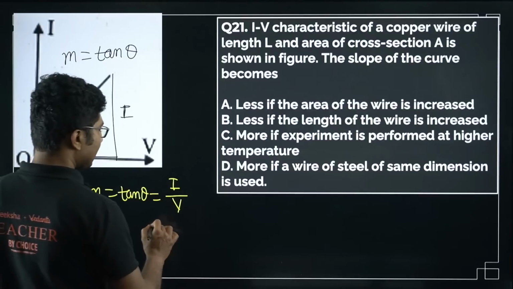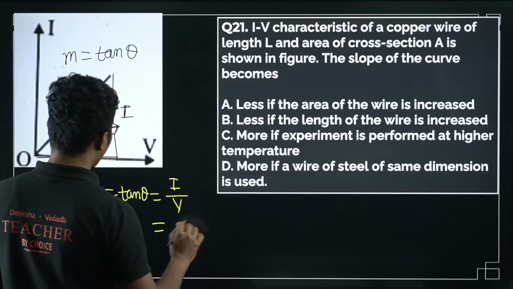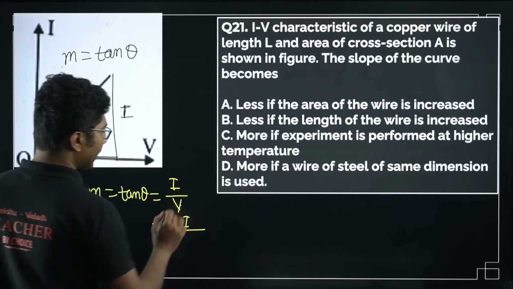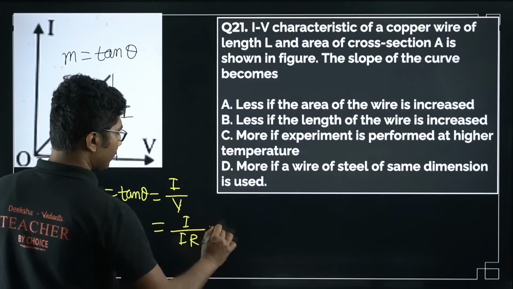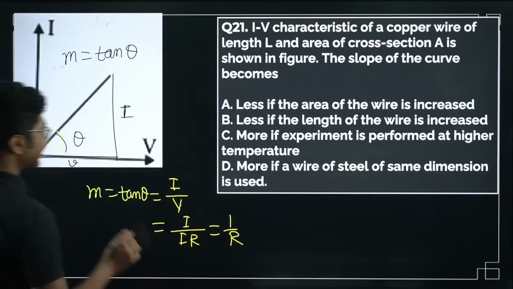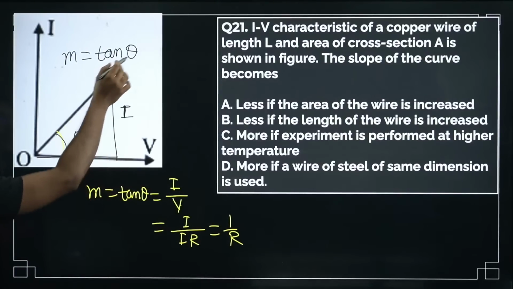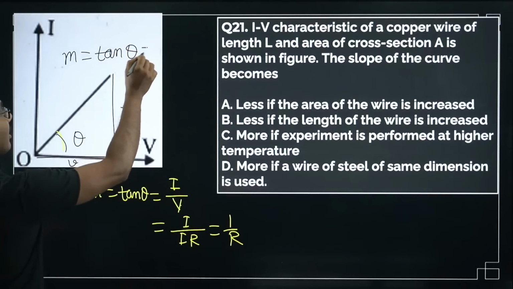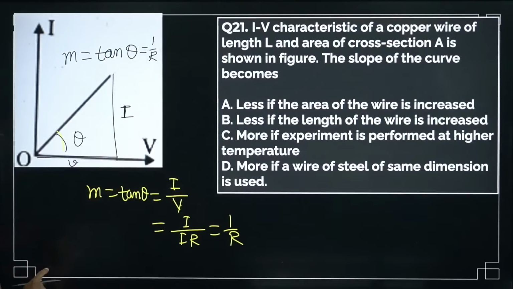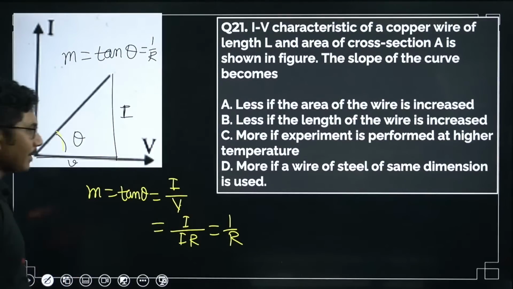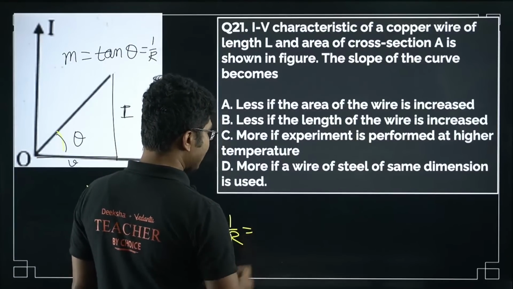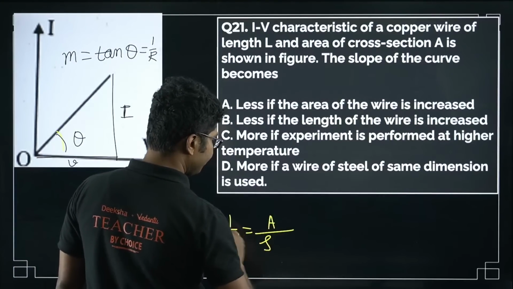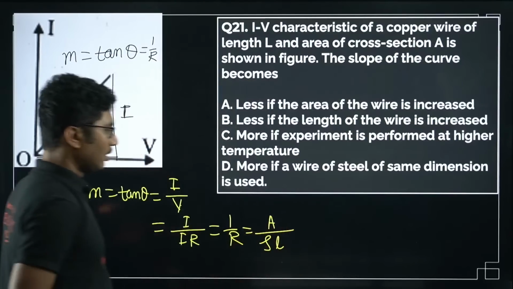Now what is I? V equals IR. Let me put this value, this will be easier. So slope of this graph is actually 1 by R. Very important. Slope of this graph is 1 by R. It is not R, it is 1 by R. Right? If it is 1 by R, we know that resistance is basically rho L by A, so it will be A divided by rho L. Okay, 1 by R.